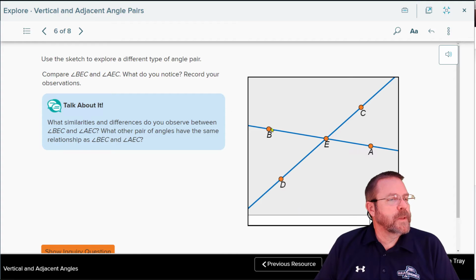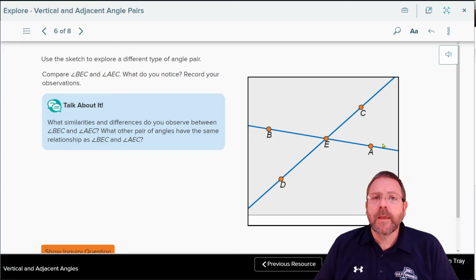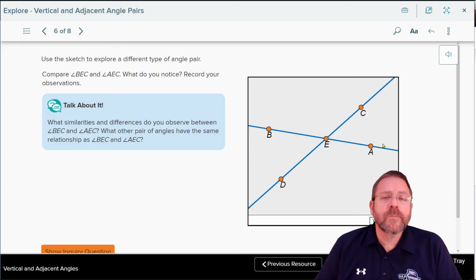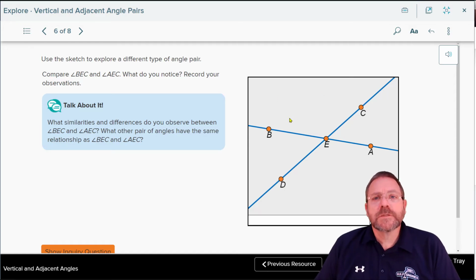We're going to look at angle BEC, that is this big one right here, and we're going to look at angle AEC, that's the big one right here. And they ask, what do we notice about them? Well, if we added BEC and AEC together, we get this straight line. And the measure of a straight line is 180 degrees. We call these two angles supplementary angles.